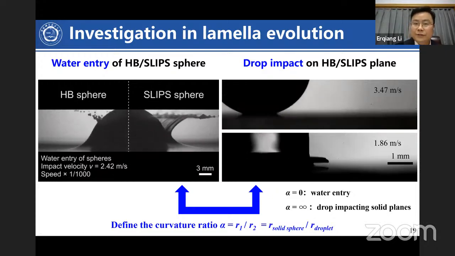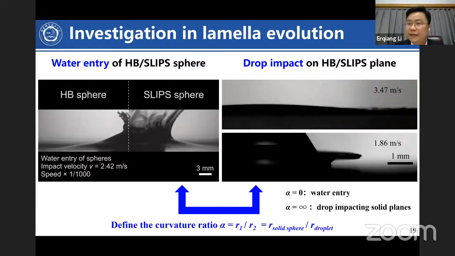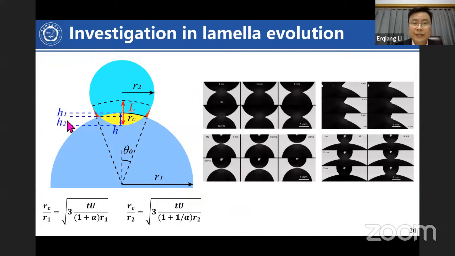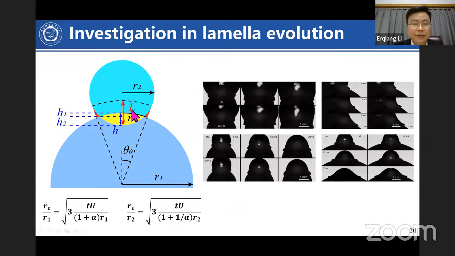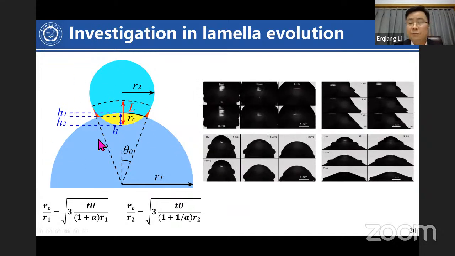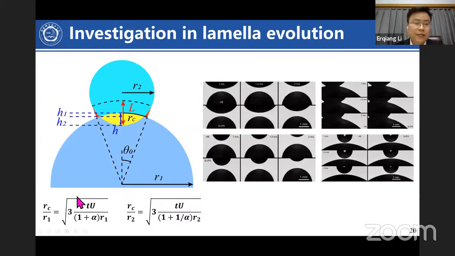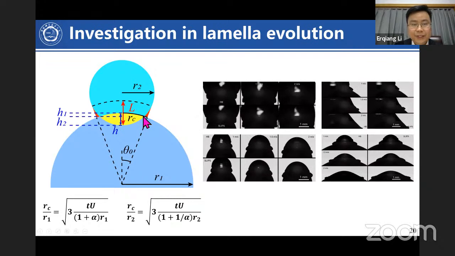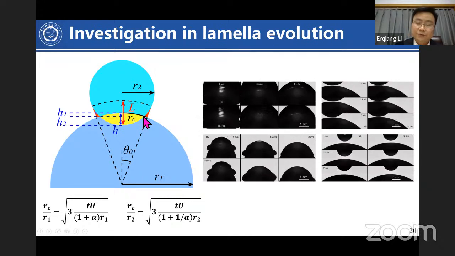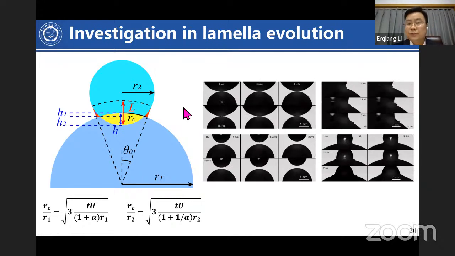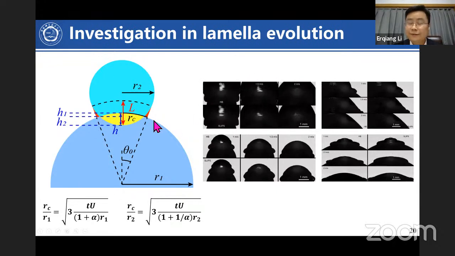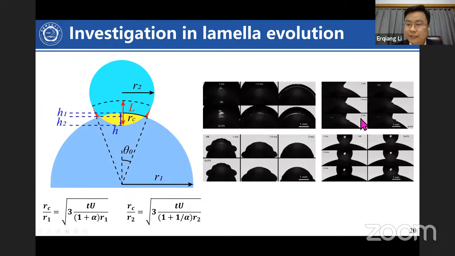Okay, so now the problem is whether we can use this alpha to unify these two phenomena together. What we do is we consider this configuration, the drop impact on a solid surface. Then from volume conservation, we can get the change with time of this arc length, which is the radius of the wetted area. And then we do a lot of experiments. We can change the drop size, we can change the sphere size, we can change the alpha.